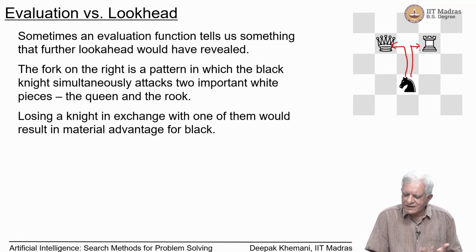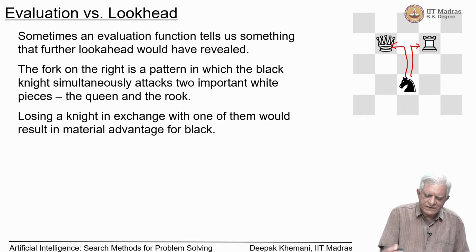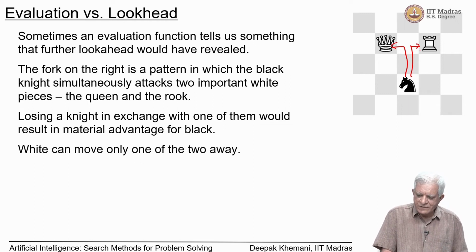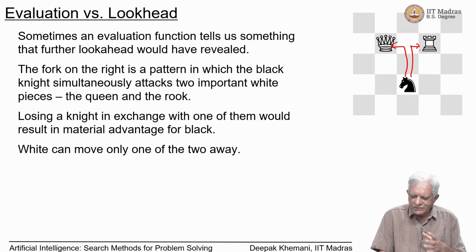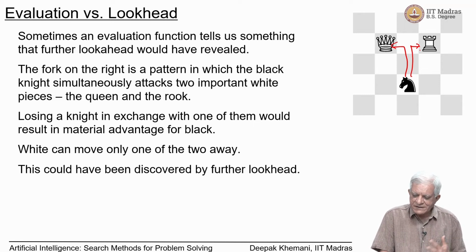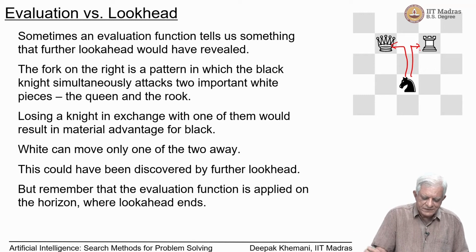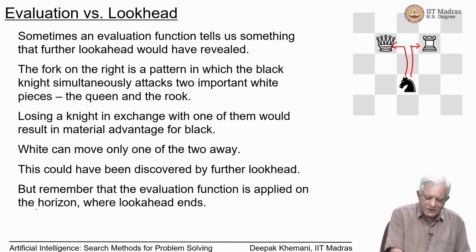Now, the black knight might get sacrificed in the process, but the value of the knight is much less than the value of a rook or the value of a queen. So, this is considered good for black essentially. Losing a knight in exchange for one of them would result in material advantage for black essentially. White can only move one of the two pieces away. So, this must give a positive value for black, which means negative value for white essentially. It could have been discovered by further look ahead, but if you can recognize the pattern, then you do not have to do that extra look ahead essentially. Remember that the evaluation function is applied only on the horizon.